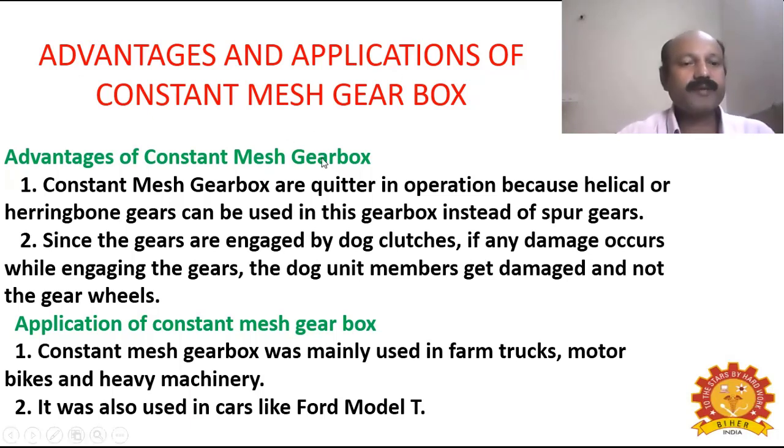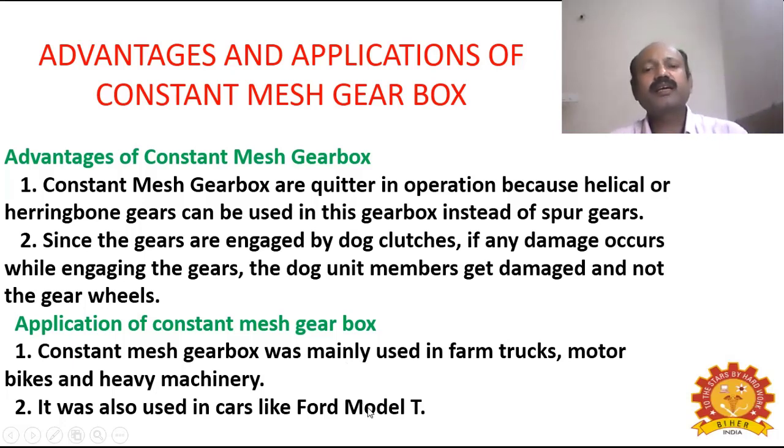The constant mesh gearbox was mainly used in farm trucks, motorbikes, and heavy machinery. It was also used in cars like the Ford Model T. In our present-day vehicles, we use the constant mesh gearbox only, with a slight modification called the synchro mesh gearbox. We will see much more detail about the synchro mesh gearbox in the next class.